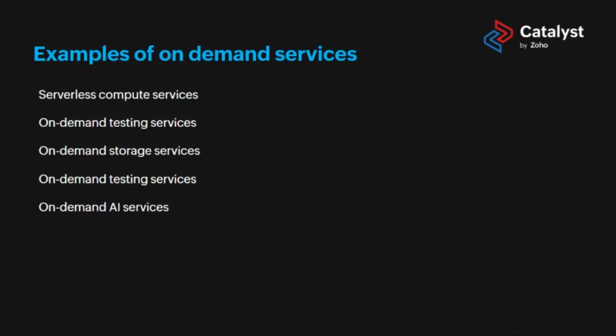Similarly, testing services like API automation testing can be used only on demand. When I say on demand, it means that it follows a pay-per-use basis. So whenever you need it, you'll be able to use it, but there's no provisioning or monitoring involved. Similarly, we've got storage services like the file store, data store, and much more. We've got testing services, we've got AI services, and much more.